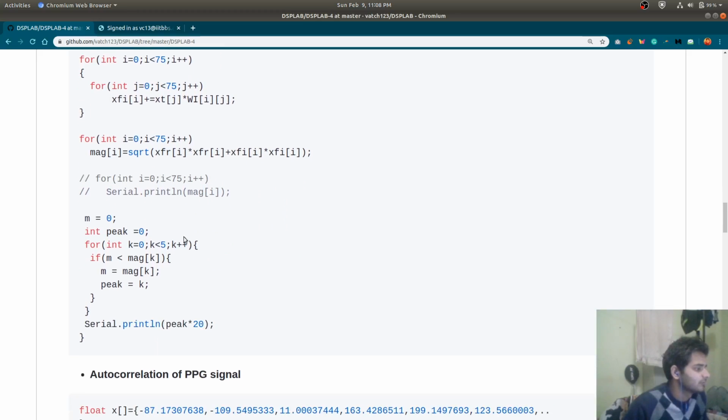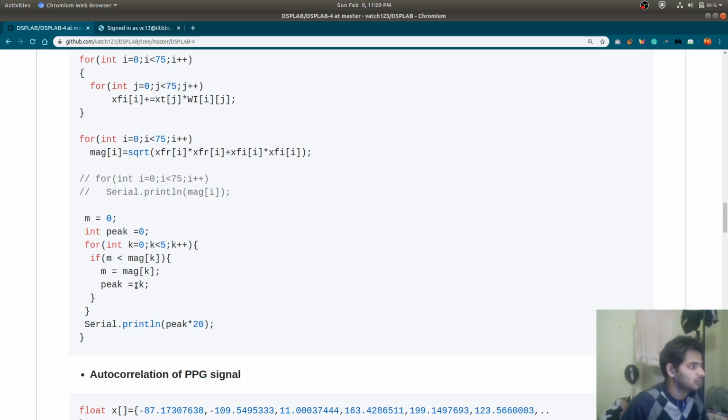Once we get this, we assume the peak to be at 0 and find the maximum peak location. The maximum value is assumed to be 0. If the maximum value is less than the magnitude of k, then we update our maxima and store its location. Once we do it, we'll get the maximum value of the signal.